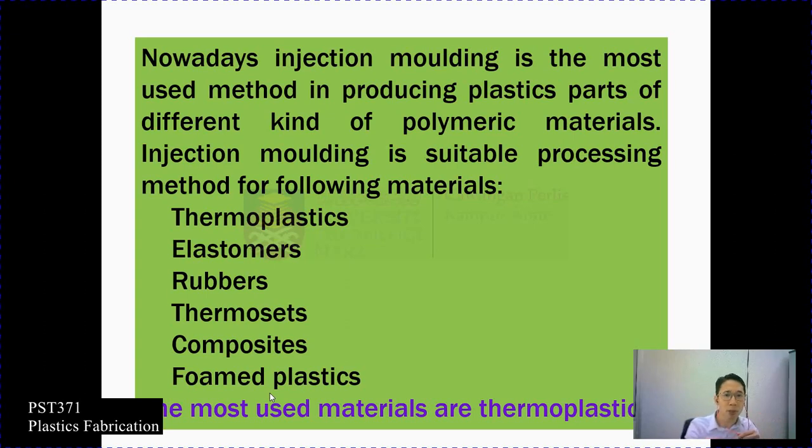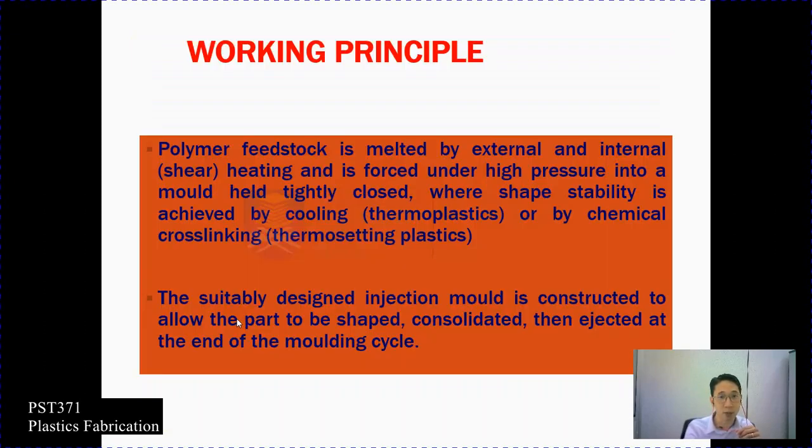Because each of the other materials, such as elastomer, rubber, and thermoset, has its own equipment. Although injection molding is also capable of producing the same article.